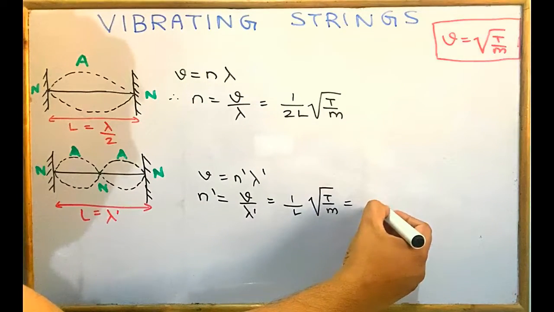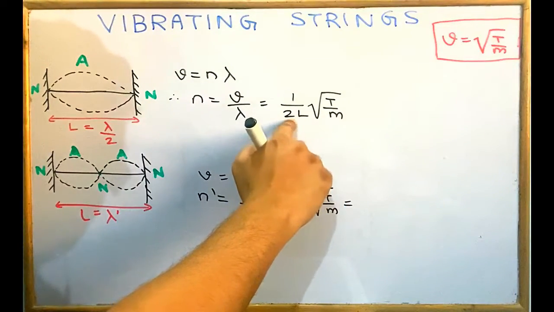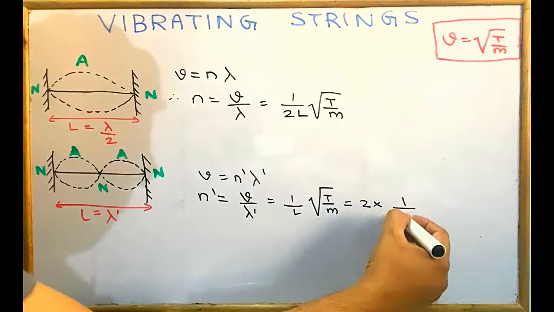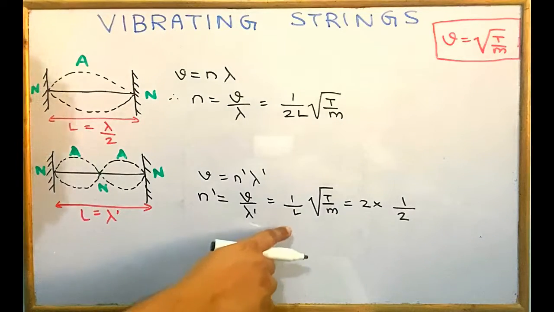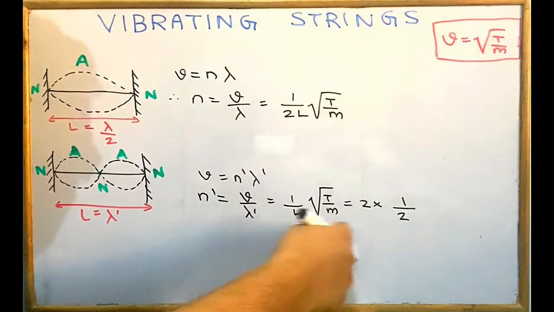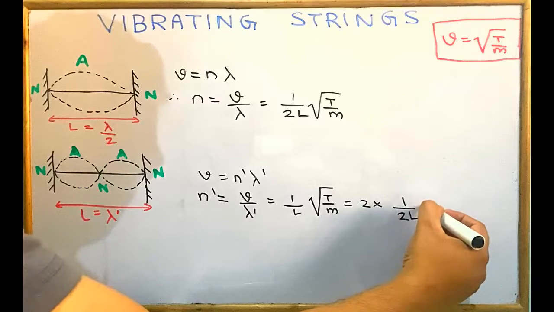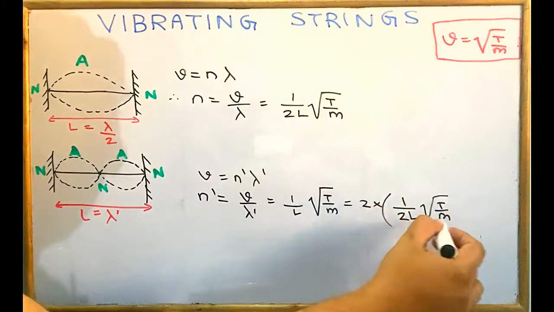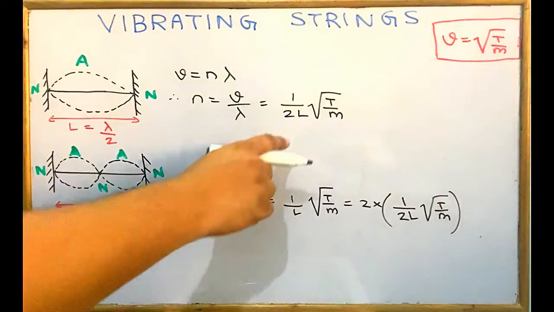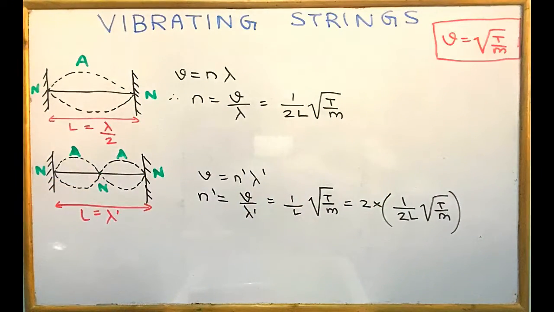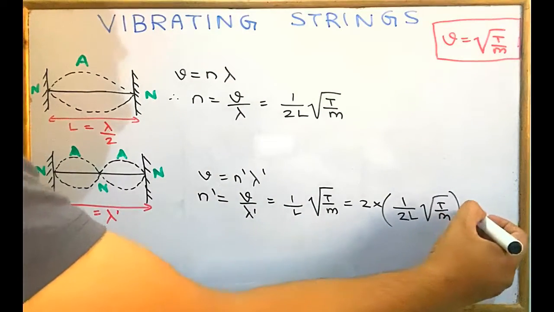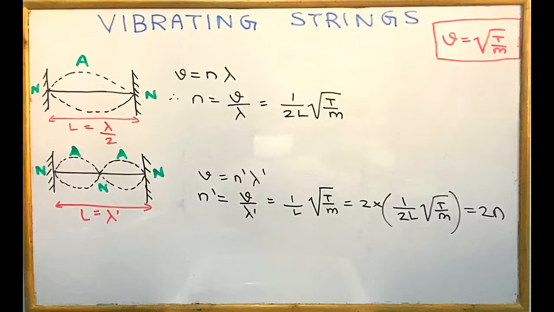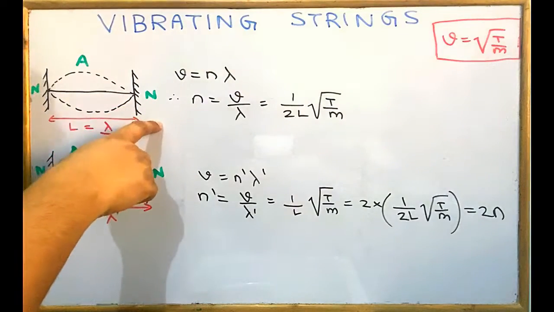I can say it is equal to, because I want 2 in the denominator next to L, so let me multiply by 2 and let me also divide by 2 so that the 2 and 2 get cancelled off and I get the same thing again. And then write whatever is there earlier, L root of T by m. So now if I observe carefully, what is this 1 by 2L square root of T by m? It's nothing but my fundamental frequency n. So I can say this is equal to 2 times the fundamental frequency n. So this is my first fundamental mode.